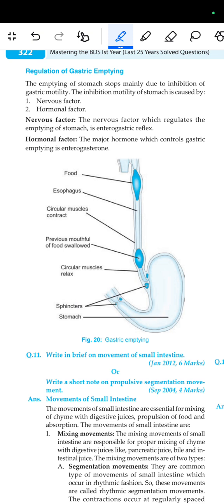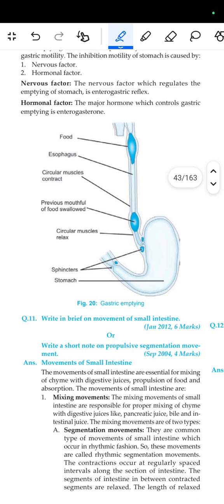The inhibition of motility of the stomach is caused by the nervous factor or hormonal factor. Nervous factor: the nervous factor which regulates the emptying of the stomach is the intragastric reflex. And hormonal factor: the major hormone which controls the gastric emptying is the enterogastrone.